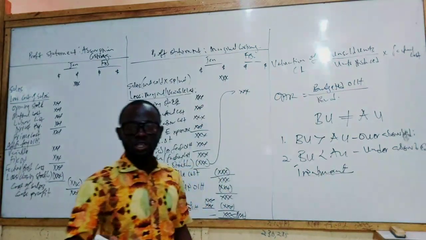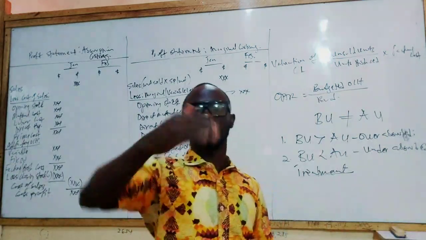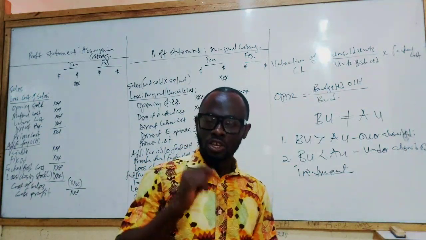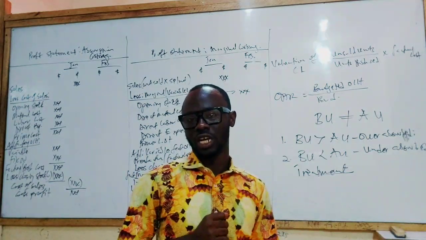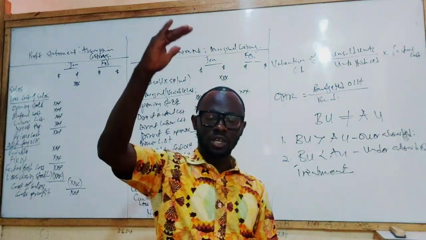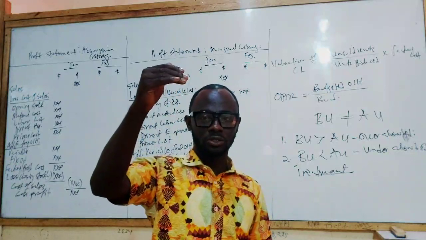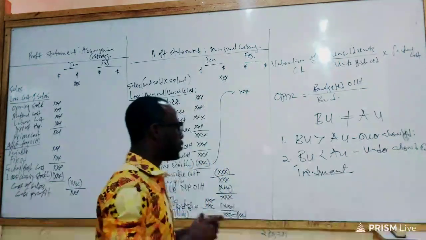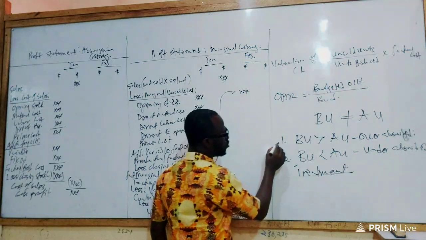Over absorption of overheads means you've charged more than you are supposed to charge. Under absorption of overheads means you've charged less than what you are supposed to charge. Does it make sense? So over absorption means you've charged more than you are supposed to charge. Under absorption means you've charged less than you are supposed to charge. So how do we treat it?